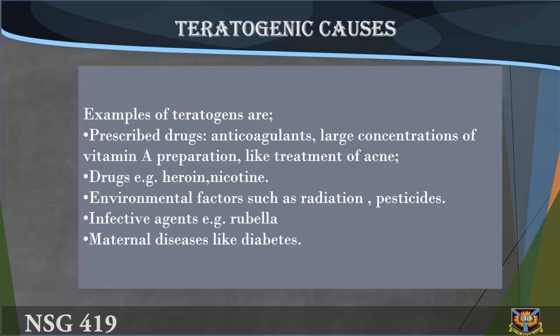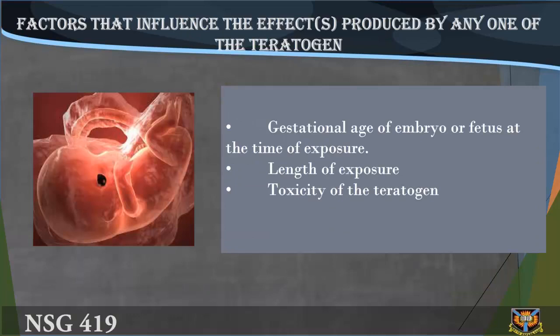Infective agents, e.g. rubella, cytomegalovirus, and maternal diseases like diabetes. Factors that influence the effects produced by any one of the teratogens: gestational age of embryo or fetus at the time of exposure, length of exposure, toxicity of the teratogen. Direct cause and effect may be difficult to establish. Multifactorial causes. These are due to the combination of genetic effects with one or more teratogenic influences.